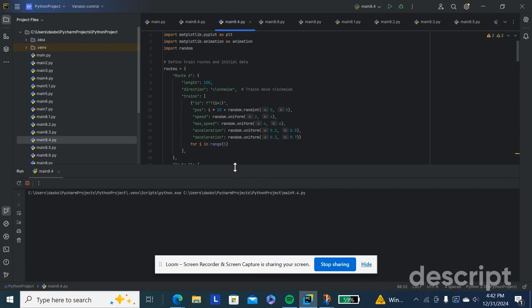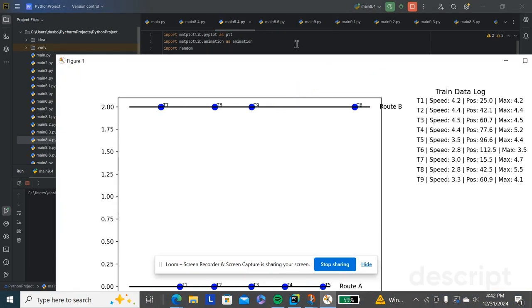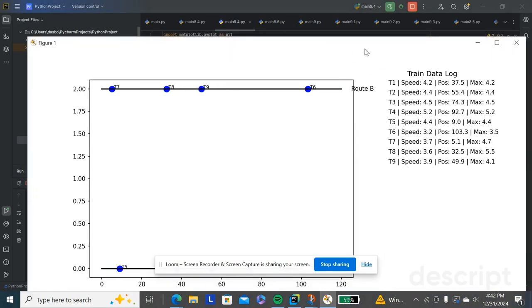But if I run this final stage, it should be pretty much the same, with the trains maintaining safe distances between each other. There's this data log that shows the movements of the trains, how fast they're going, where they're at, that kind of thing.